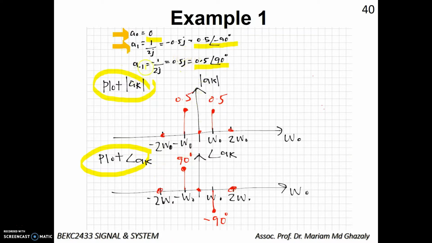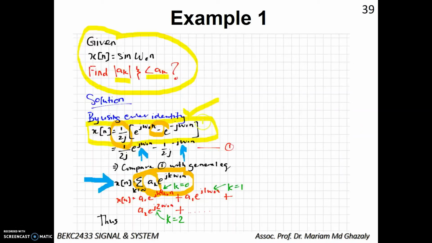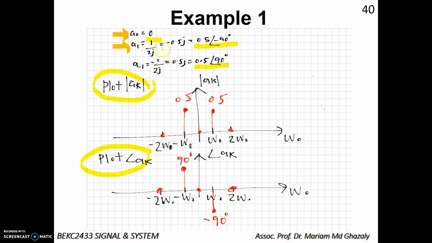So of course here you do not have the value for a2 and a minus 2, because just now you see that there's no value for k equal to 2 and minus 2. You do not have this value in the comparison with this equation, right? So there's no value for k equal to 2 and minus 2. So directly from here you can draw out the signal.